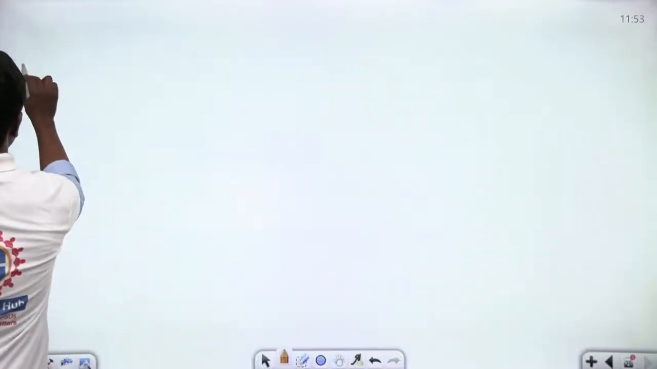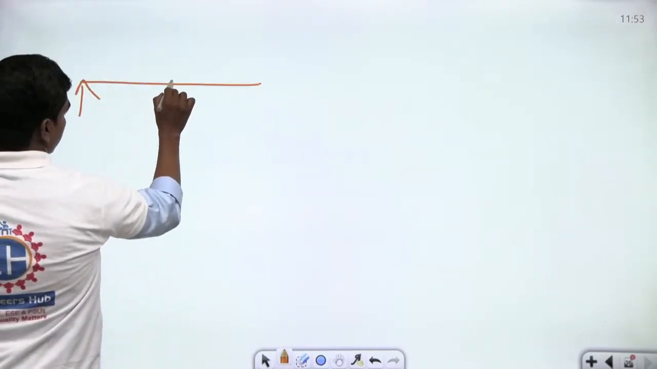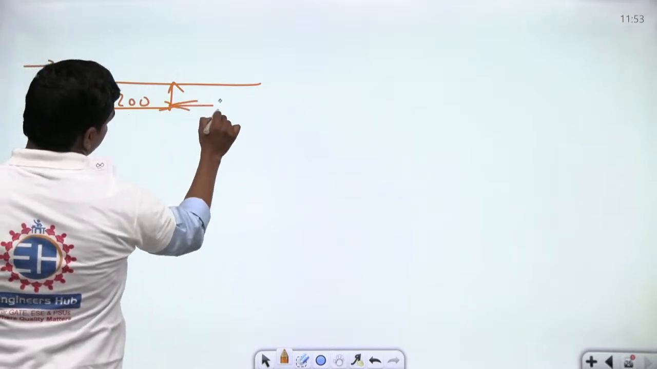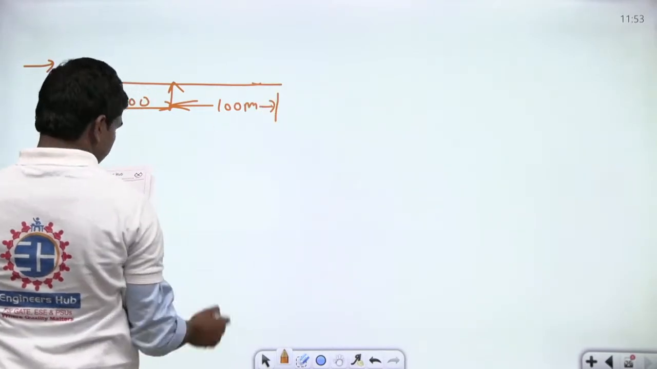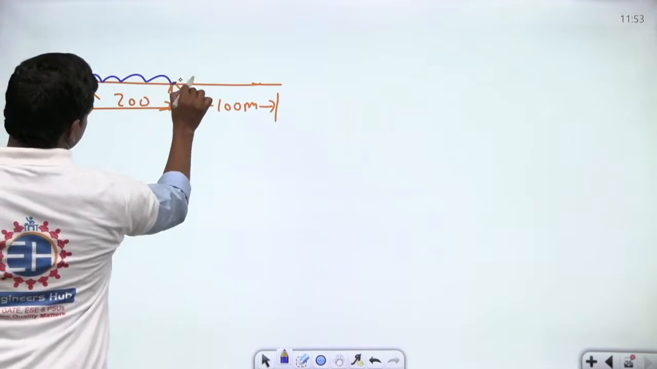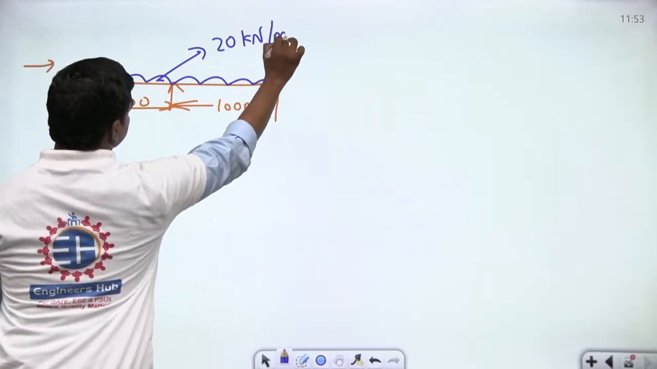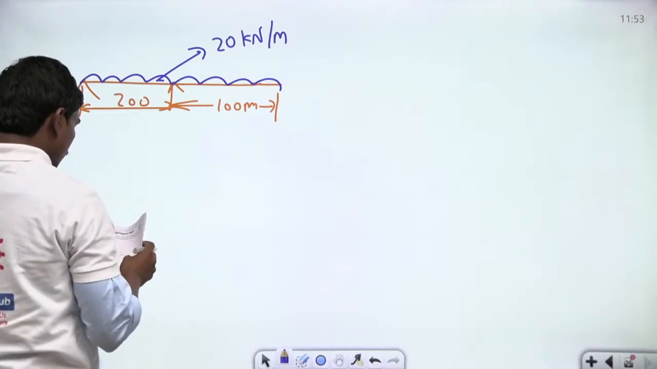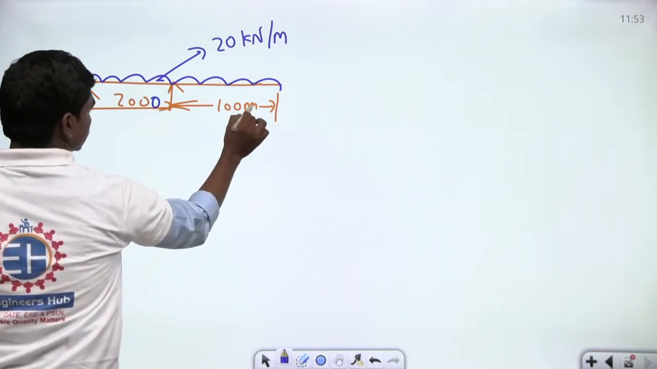So there is a cantilever, there is an overhanging beam actually. This length is given as 200 mm, and this length is 100 mm. So this is the beam that is with us, and of course there is a uniformly distributed load on this beam, and this capacity is 20 kilonewton per meter, and this total beam is of span 2000 mm. Yeah, this is 20 kilonewton per meter, and this is 2000 mm. Anyhow, and this is 1000 mm.